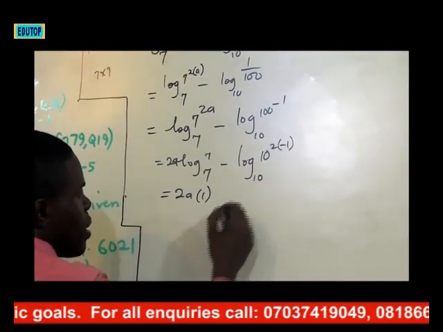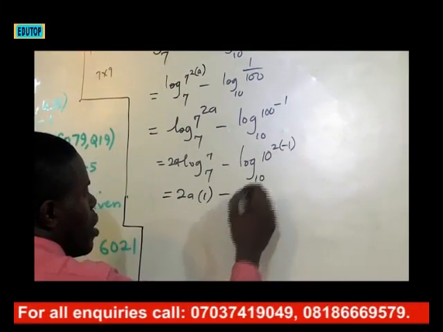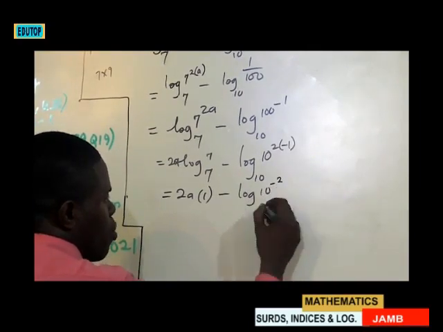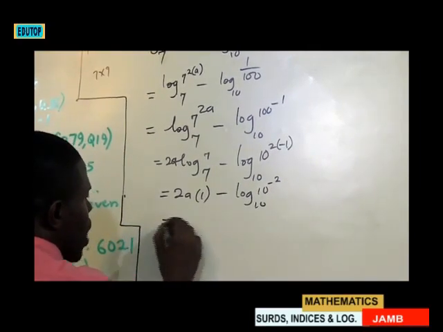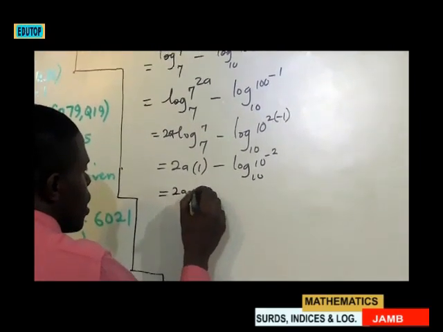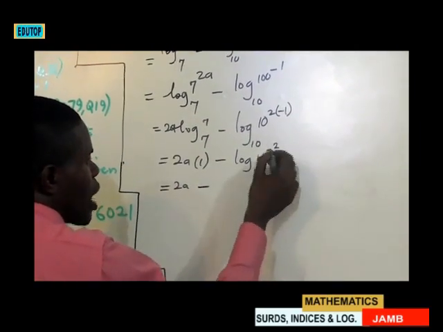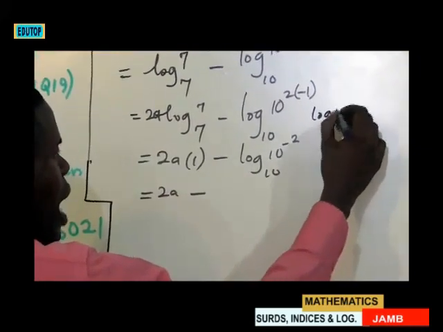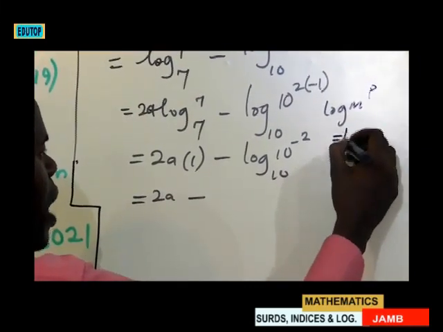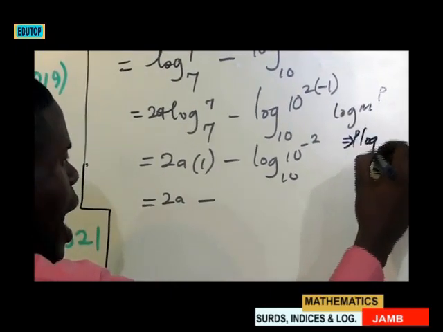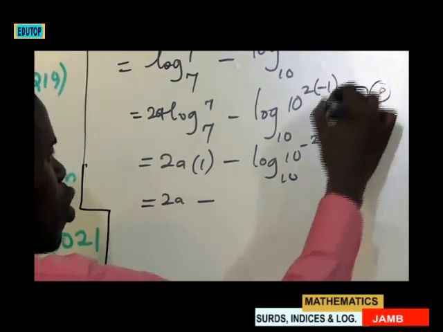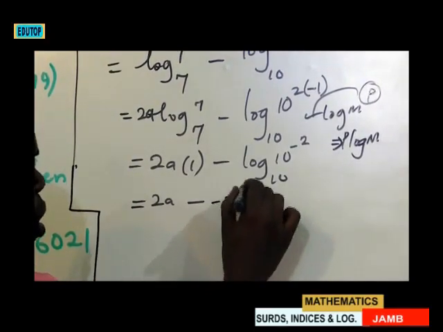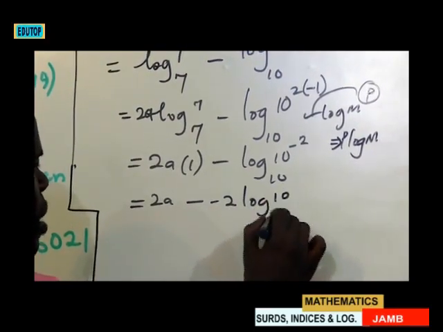Log 7 base 7 is 1, minus, this one is log 10 raised to power 2 times minus 1, minus 2 is 10. So I can write this one also as 2a minus, this one can come to the other side. Remember that log of m raised to power p is the same thing as p log m. That means the power goes to the back. So this is the power here, comes to the back. You have minus 2 log 10 is 10.